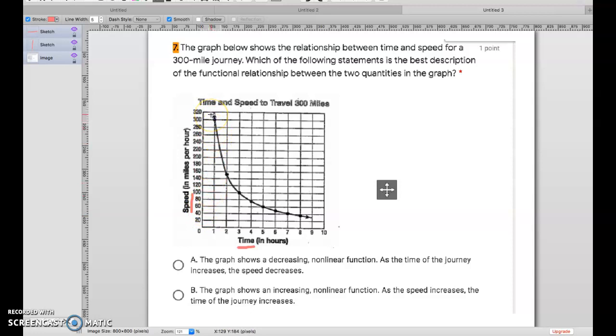So as the graph goes to the right, my line's going down. So this function has to be a decreasing function, and it has to be non-linear. It is nonlinear because this is not really, in math, what we call a line. A line is always straight. A curve is when the thing you have is not straight. So A is my answer here. That makes sense. As the time of the journey increases, the speed decreases.